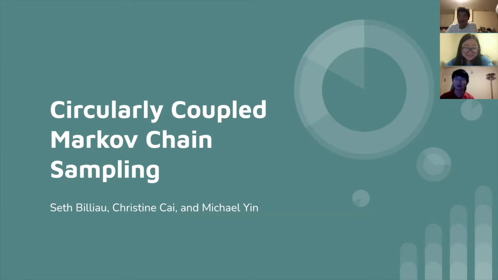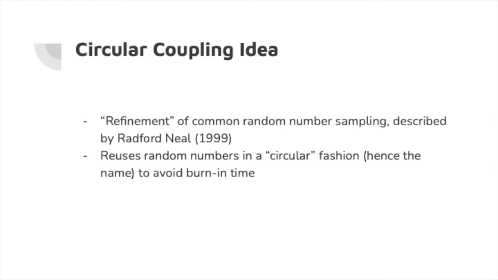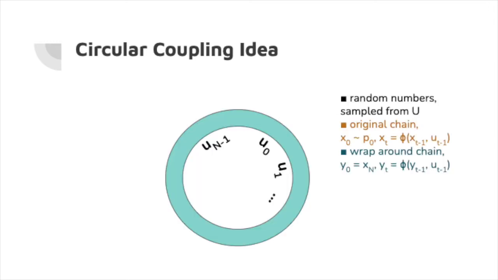In this video, we'll be talking about circularly coupled Markov chain sampling. Circular coupling is a coupling algorithm described by Radford Neal in a 1999 paper. It is a refinement of common random number sampling, where the goal is to sample from some stationary distribution pi of a Markov chain. To do so, we will reuse random numbers in a circular fashion to avoid a burn-in time. So say that we have some Markov chain with stationary distribution pi.